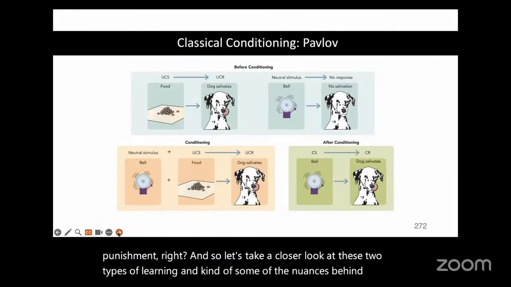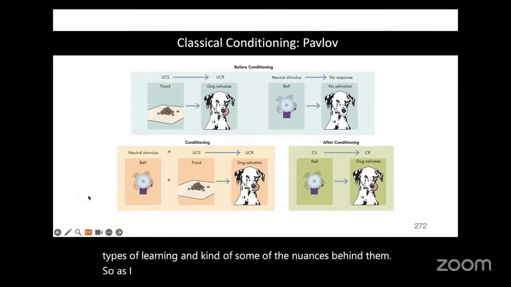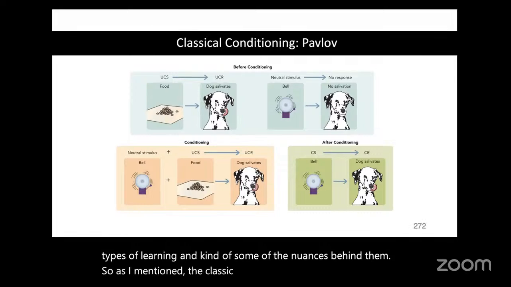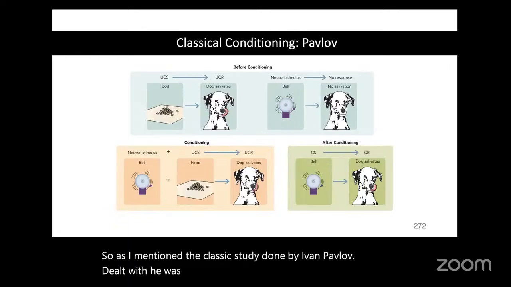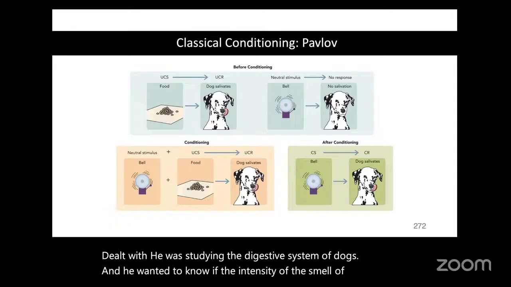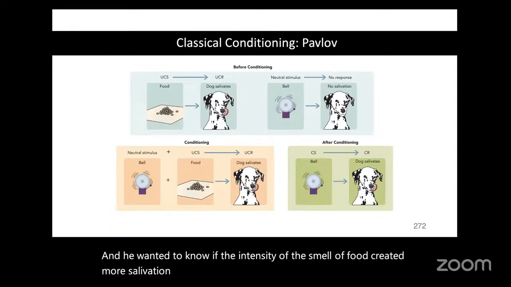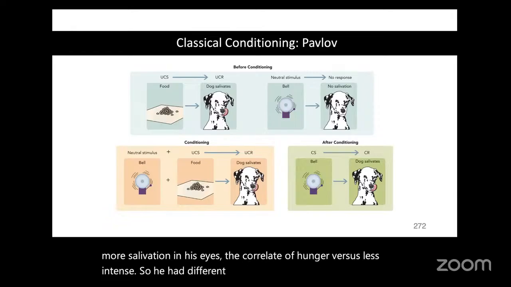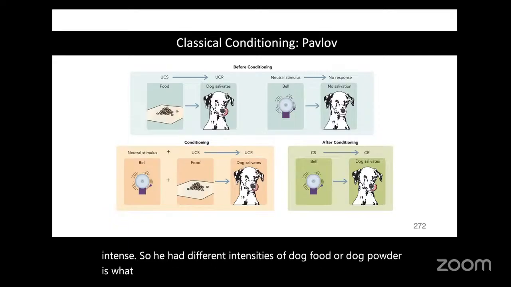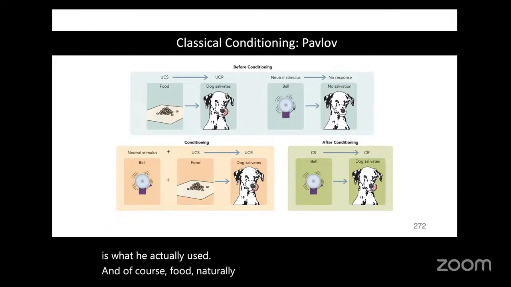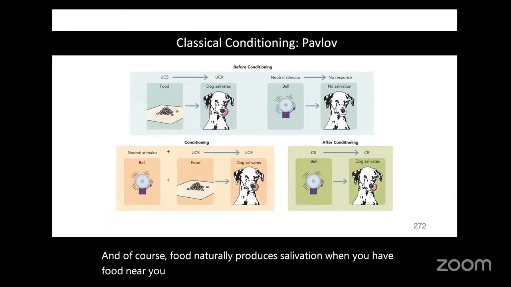So as I mentioned, the classic study done by Ivan Pavlov dealt with, he was studying the digestive system of dogs, and he wanted to know if the intensity of the smell of food created more salivation, in his eyes the correlate of hunger, versus less intense. So he had different intensities of dog food, or dog powder is what he actually used. And of course, food naturally produces salivation. When you have food near you, you will naturally start to salivate.